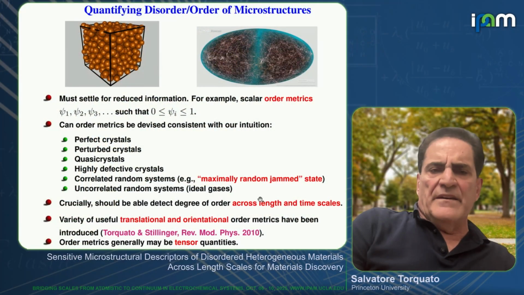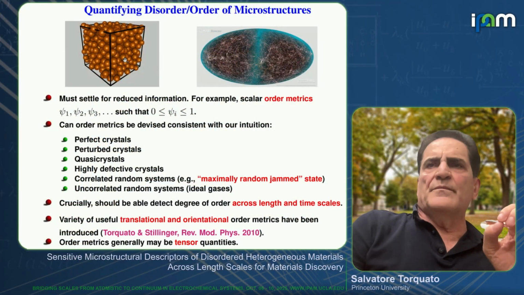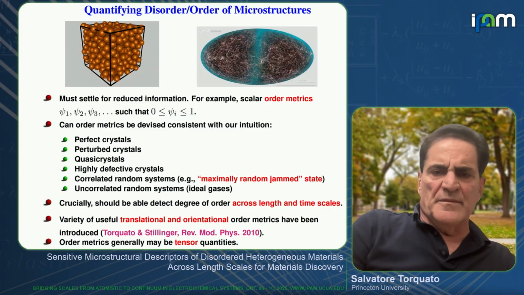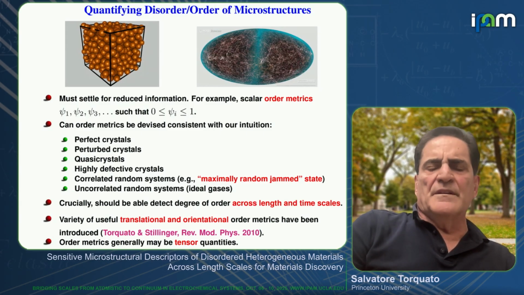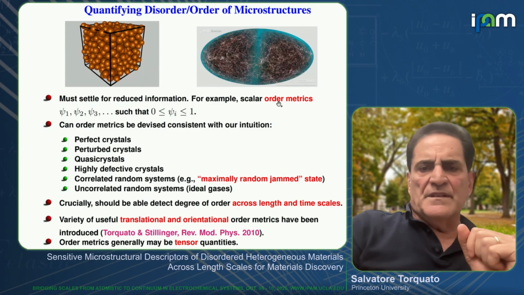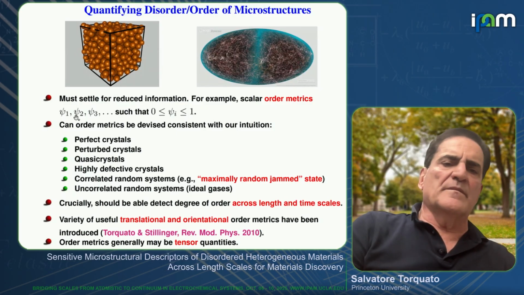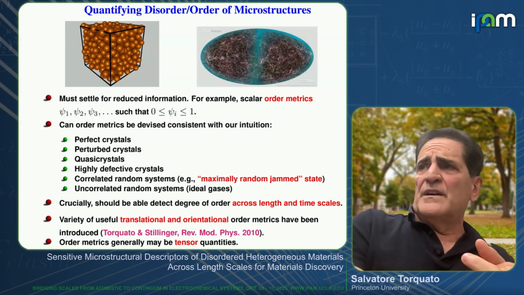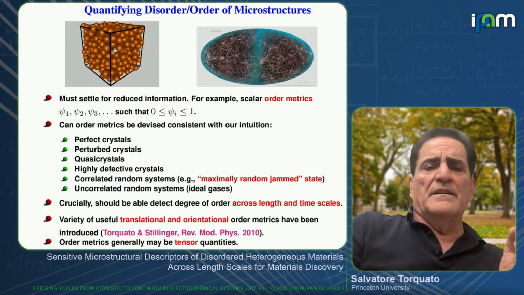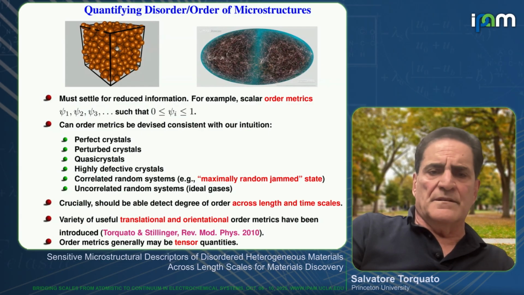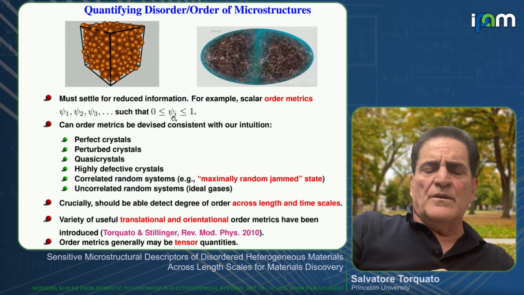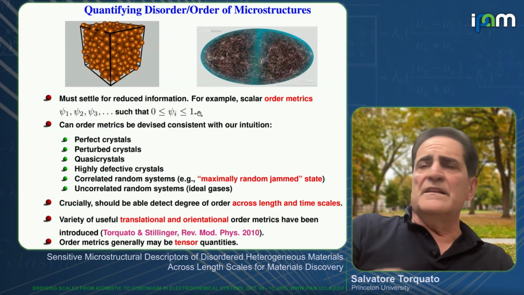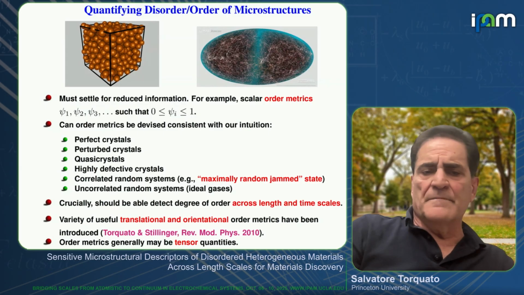Now, because you don't have complete information, you do have to practically consider reduced information, and yet information that hopefully will be sensitive. For example, scalar order metrics. These are order metrics that depend upon, in this particular case, I'm showing a particle system, all of the positions of the particles in the system, such that this order metric varies between 0 when it's completely uncorrelated and 1 when it's highly correlated and, in fact, let's say periodic.